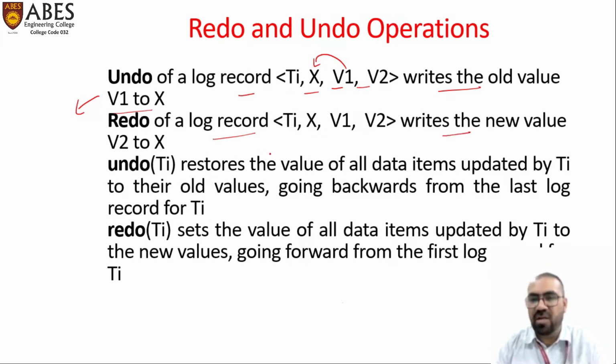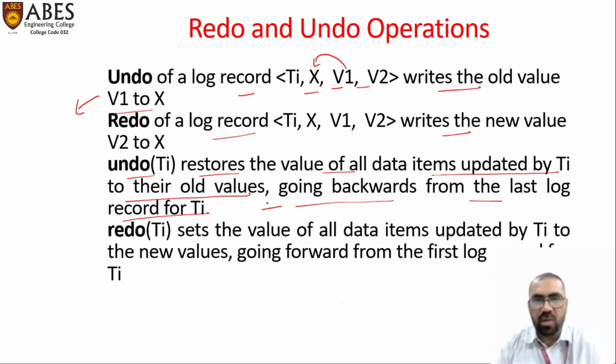So these are the kinds of operations we perform repeatedly when we're doing the log records, but it has some issues also. We're going to discuss that in a future part. So what redo says is to apply the new value, and undo says to apply the previous value. Now undo(Ti) restores the value of all the data items updated by Ti to their old values, going backward from the last record of Ti.